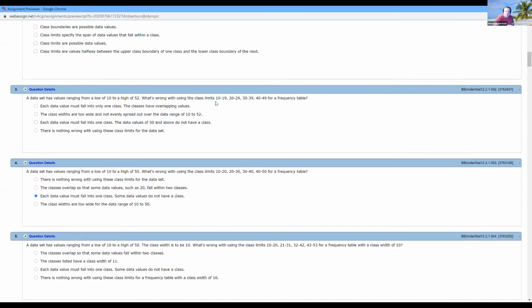Now, if we wind back, do you see in this case here, 10 to 19, 20 to 29, they've done the classic, what some of you thought a grouped frequency table might have looked like, right? And what is wrong with this then? Why are you not allowed to do this? Well, each data value must fall into one class. The classes have overlapping values. Well, that's not true. The class widths are too wide. That's not true. Each data value must fall into one class. The data value 50 does not have this class. Oh, well, that is actually true.